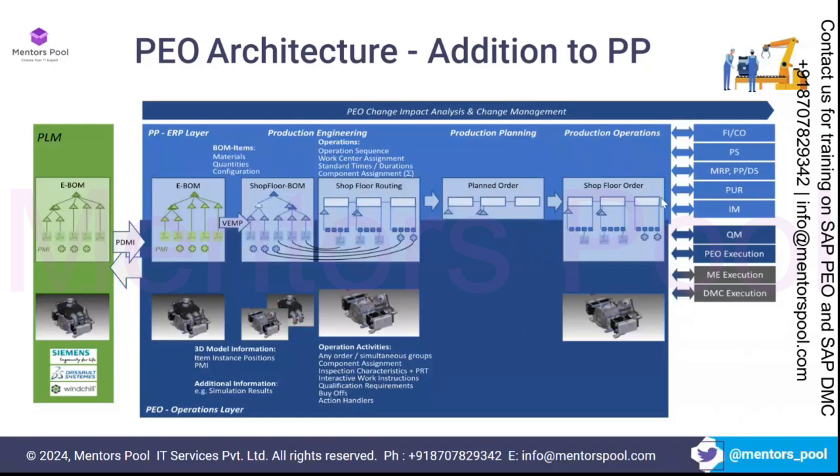Once your execution is completed, there are different Fiori applications that we will see, which come into the picture for reporting and analysis. One major app is called change impact analysis. This is a major PO application that was created. When your EBOM is created, there is a process where it gets linked to the change impact analysis application.